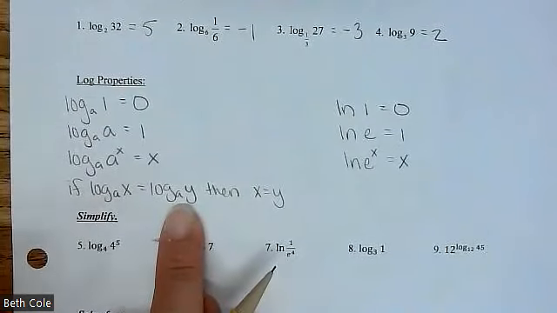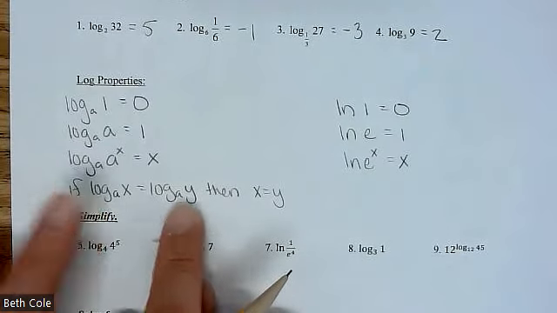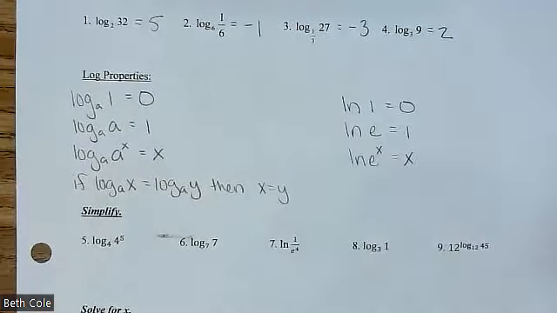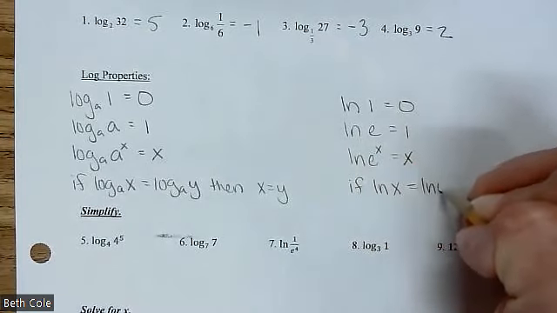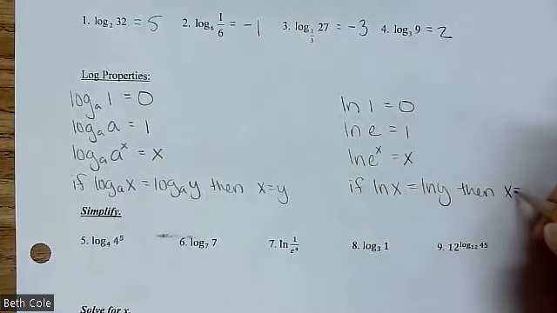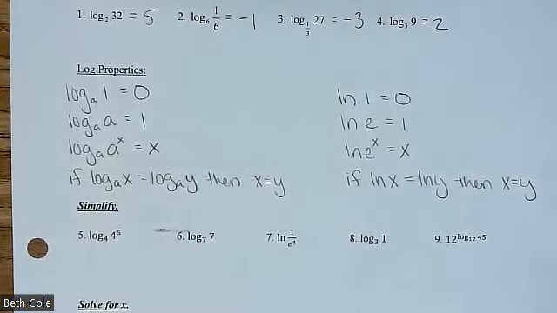Now, if this was log base 4 and this was log base 7, that would not work. You get what I'm saying? They have to be the same. And to relate that to the natural log one, if ln of X equals ln of Y, then X equals Y. And again, those two statements mean the exact same thing. It's just the ln one looks different, so I write it separately so that nobody's confused.